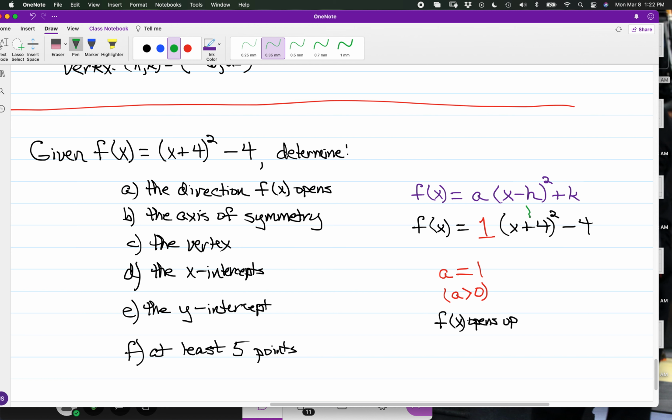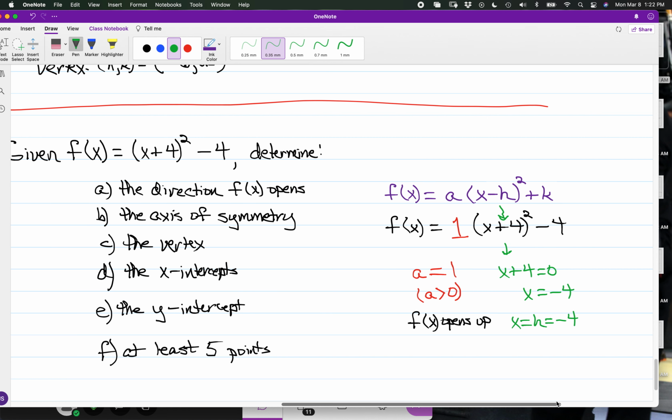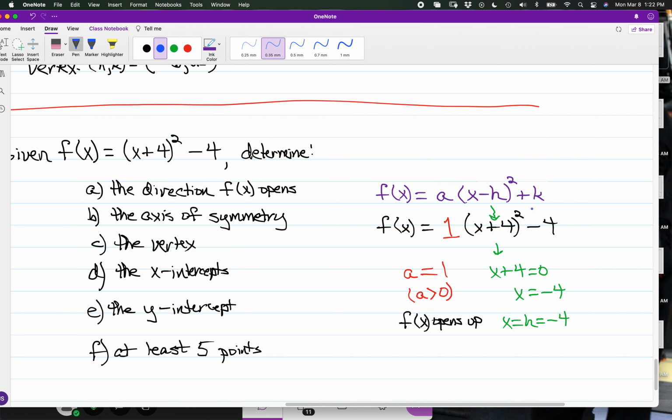And in identifying the h value, okay, so x minus h is represented by x plus 4. So if x plus 4 is equal to 0, we have that x is equal to negative 4. And with x, in this case at negative 4, that's also going to be the h value. So x is equal to h is equal to negative 4. And guess what? For the k value, we have the subtraction of 4. So k is at negative 4.